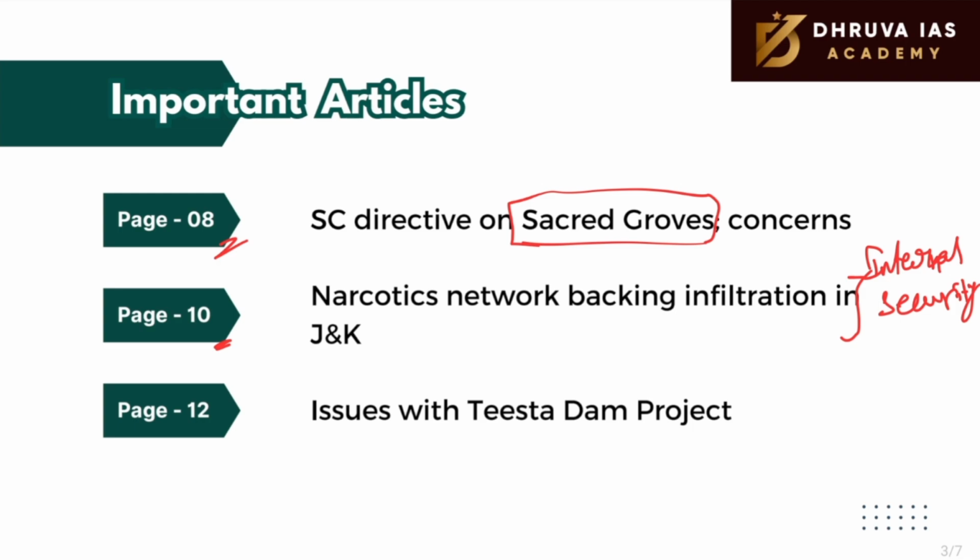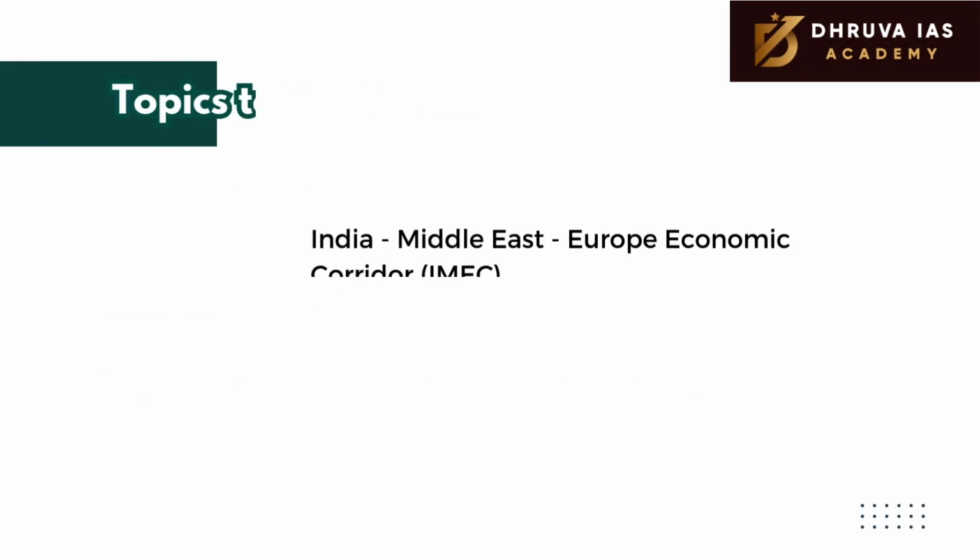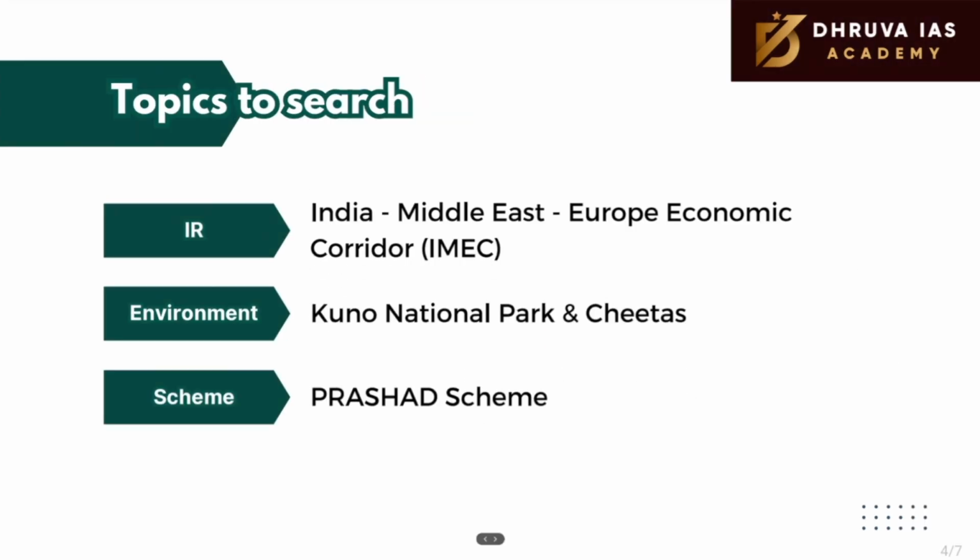The next and the last article that we need to read fully is on page number 12, which deals with the Teesta Dam project. This particular article is relevant for economy, environment, as well as disaster management. These are the articles that we need to read fully.